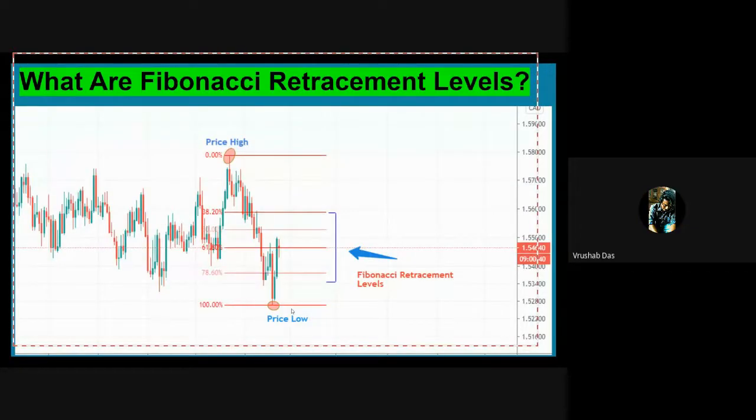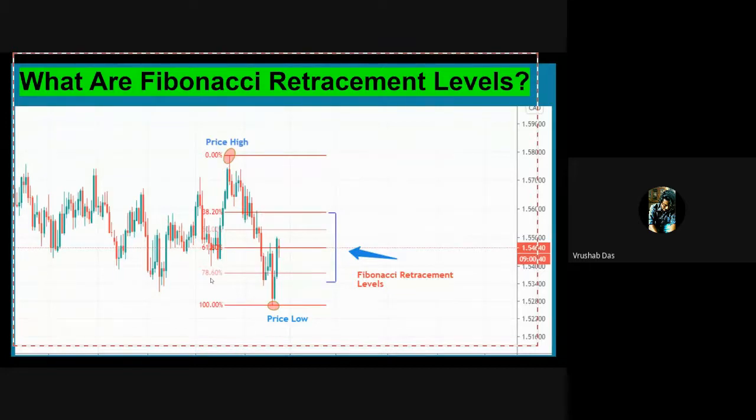Okay. So the percentage points that I am talking about are 23.6%, 38.2%, 50%, 61.8%, and 78.6%. These are the percentage points required for the Fibonacci retracement. And this Fibonacci indicator, which is provided on most trading platforms, can be handy. It indicates potential retracement levels for stock pairs and commodity prices.